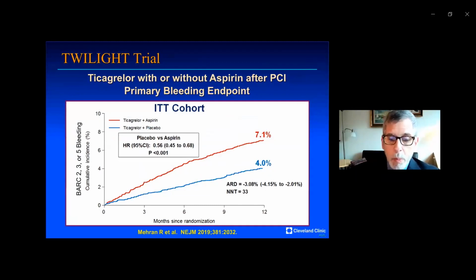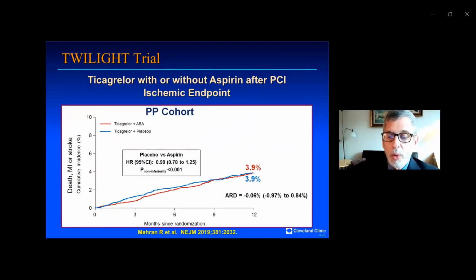The bleeding risk was markedly reduced by ticagrelor therapy alone as compared to ticagrelor plus aspirin, and ischemic events were exactly the same. So there was no advantage to dual antiplatelet therapy after the first 3 months with patients who were treated with ticagrelor as their underlying therapy.